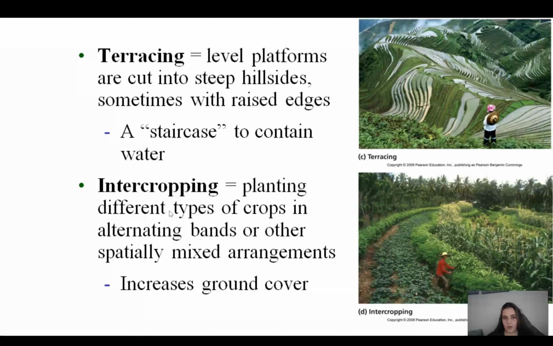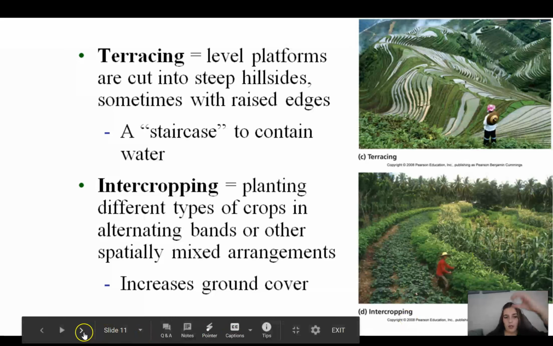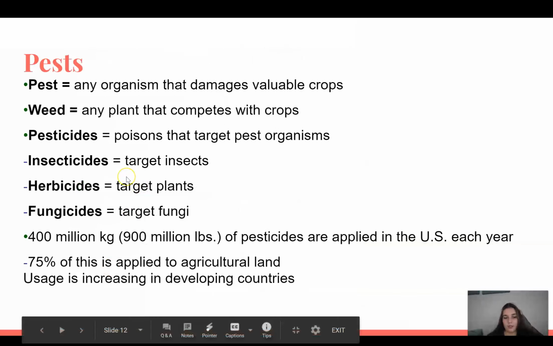Intercropping we talked about as well, planting different types of crops near each other in the same area. So here's a bunch of different crops growing right next to each other. It increases ground cover and helps with biodiversity, and it's another great way to keep your soil healthy and reduce soil erosion. Now we're going to talk about pests super quick.